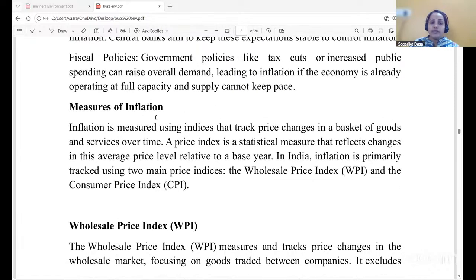Now, measures of inflation. How to measure the inflation? Inflation is measured using indices that track price changes in a basket of goods and services over a period of time. A price index is a statistical measure that reflects change in an average price level relative to the base year. How are we going to calculate the inflation? Based on the indices. That is, we have the wholesale price index and consumer price index.